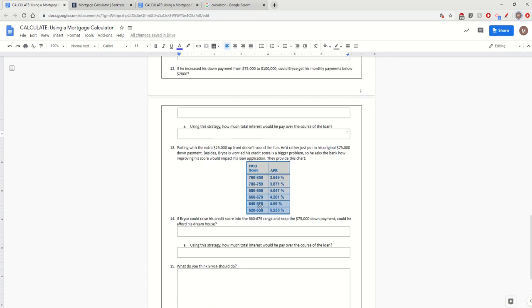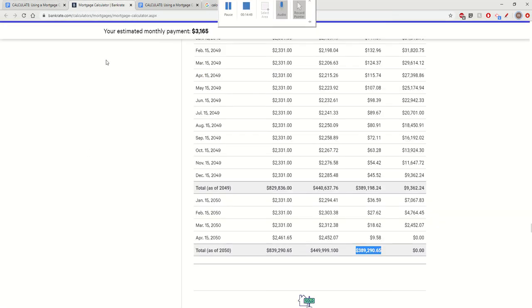Okay, so number 13, which is not actually a question, but it gives you a chart of different credit scores and the APRs that he could get. So let's pretend that Bryce got his credit score up from 650 to this range, 660 to 679 range. So his interest rate goes down to 4.261.